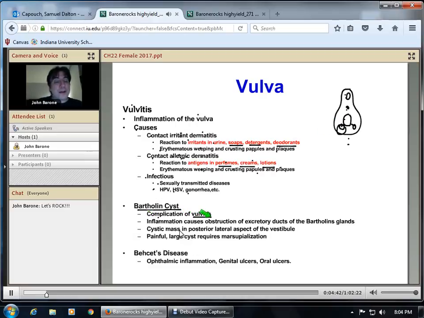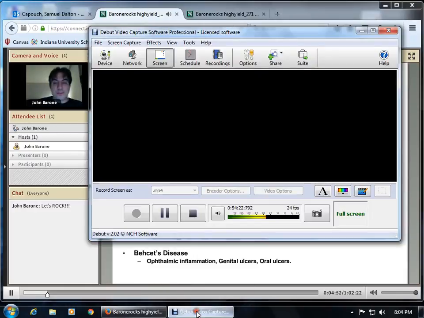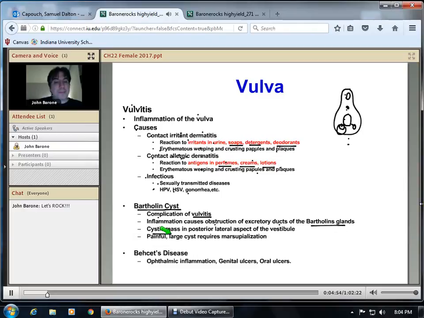And again, this is often a complication of having inflammation of the vulva. It can lead to inflammation, narrowing of the opening, and now you get obstruction of the ducts. The Bartholin glands will dilate and become cystic masses. Now notice the location. They're going to say the posterolateral aspect of the vaginal vestibule, the opening of the vagina. So lateral, posterior, just like I drew it.